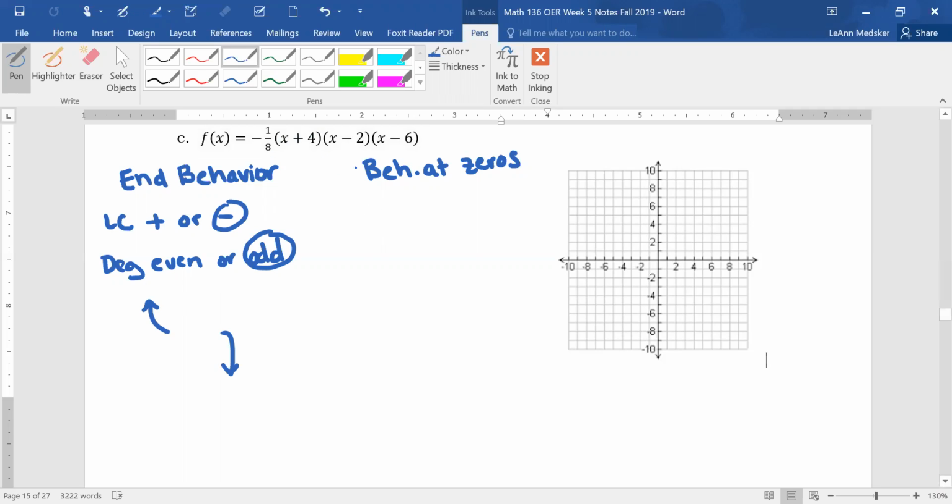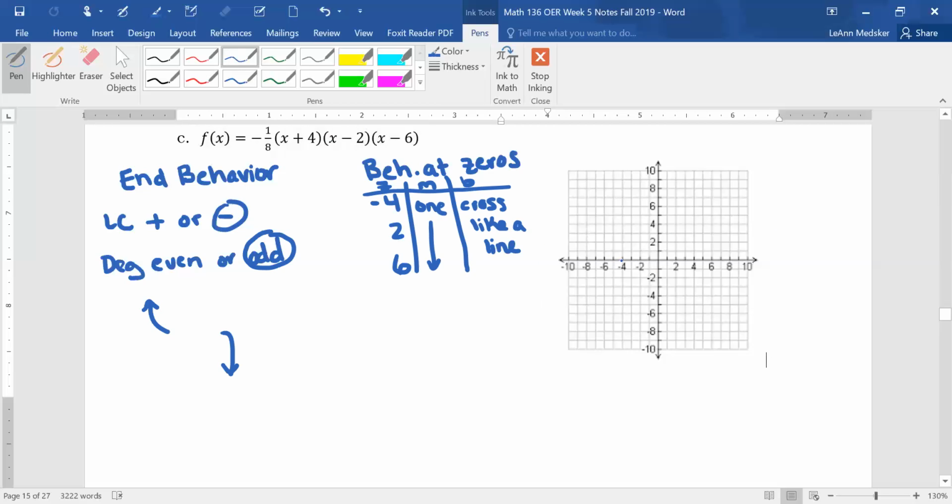To get your behavior at your zeros, you first need to set each of these factors equal to 0 and solve. So we have -4, 2, and 6. I like to put those in order from least to greatest, so that's how I've written them here. I want to know the multiplicity of each one. Each of these factors only occurred one time, so our multiplicity is 1 for all three of them. And that means our behavior is that we're going to cross like a line, since all of them have a power of 1 on their factor.